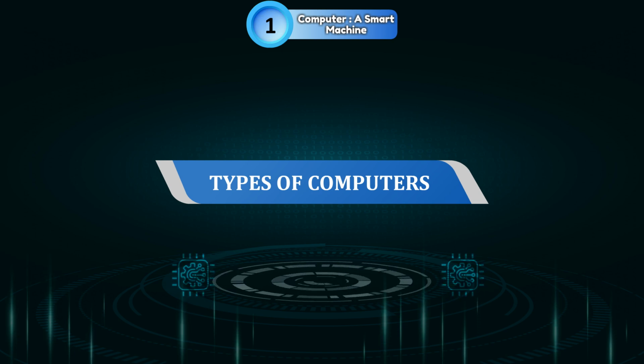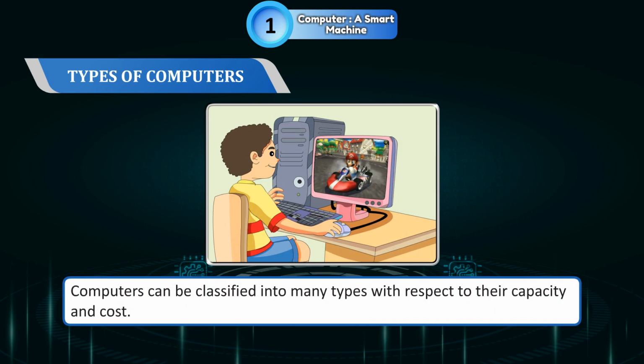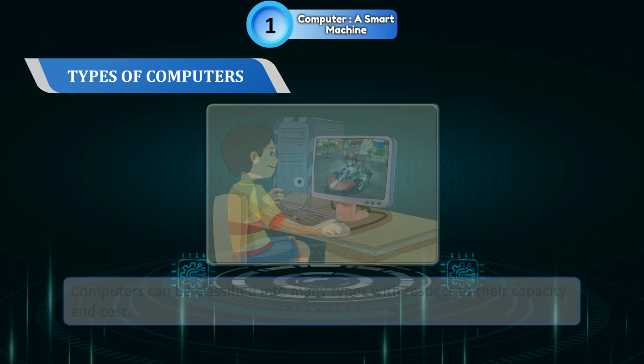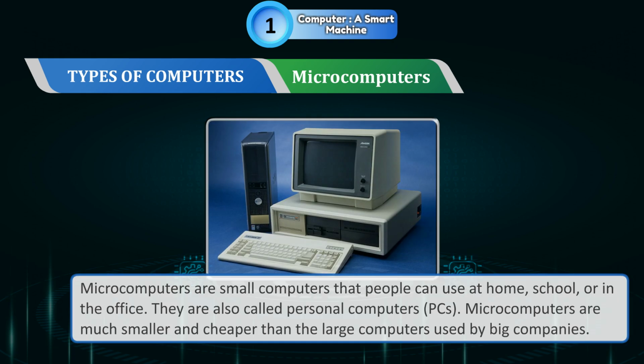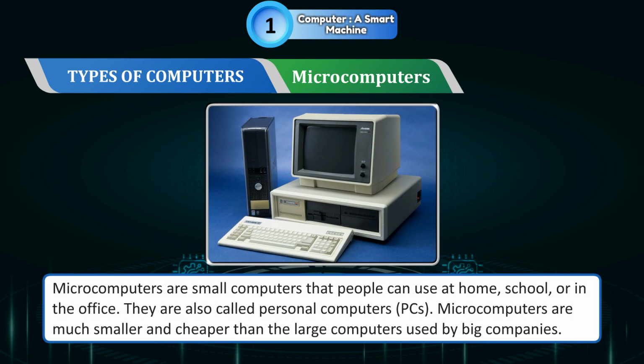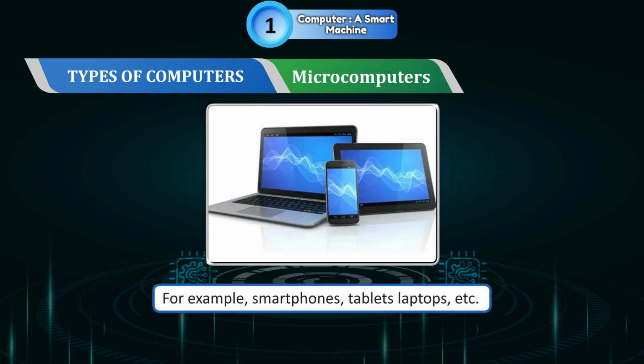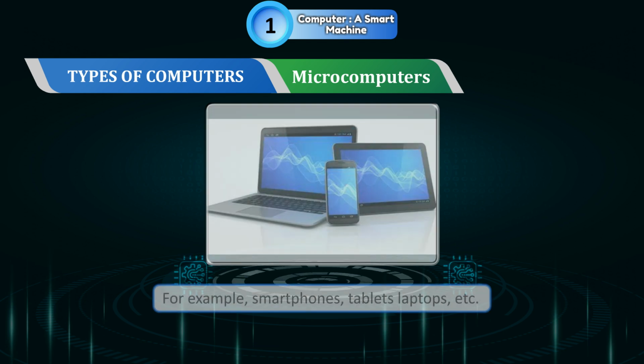Types of computers. Computers can be classified into many types with respect to their capacity and cost. Microcomputers. Microcomputers are small computers that people can use at home, school, or in the office. They are also called personal computers, PCs. Microcomputers are much smaller and cheaper than the large computers used by big companies. For example, smartphones, tablets, laptops, etc.